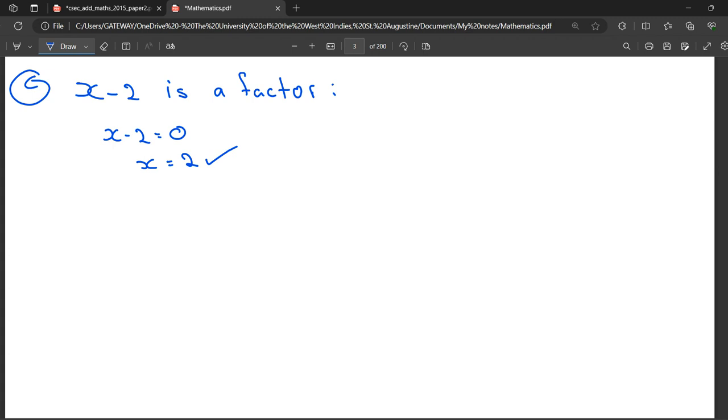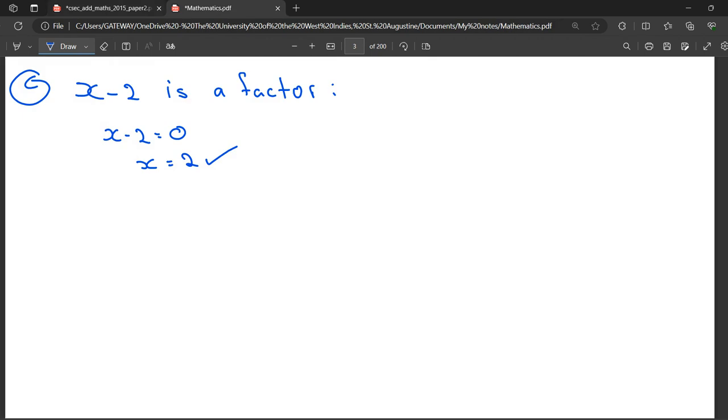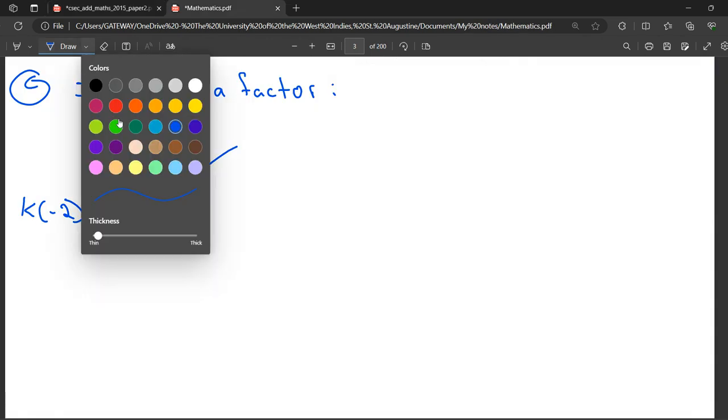Now that you get the value for x, if you were to plug in that into the k of x, you would get 0. Right? So you could say that k of negative 2 would therefore be equal to 0. Because x minus 2 is a factor, right? Simple. But here they say factorize this completely, which means that they would want the other factors, not so? Yes, that's what it means. They want the other factors, apart from the x minus 2. Since that is a cubic equation, you would expect it to have 3 factors, right? So we gotta do a long division here now, right?